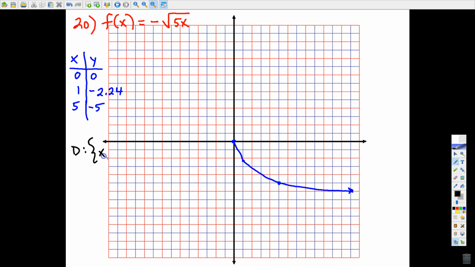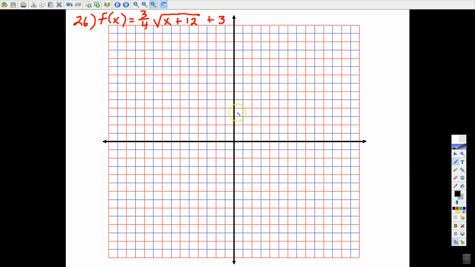So the domain will be all x such that x is greater than or equal to 0. Okay, and the range will be all f of x such that f of x is less than or equal to 0, because that end point represents the highest point on the graph, and we're going to go down from there. Okay, so that's your final answer for number 20.